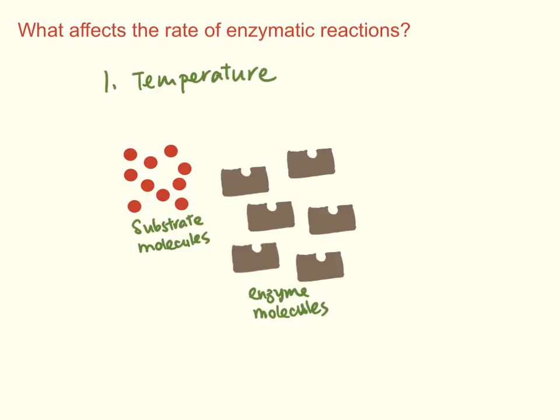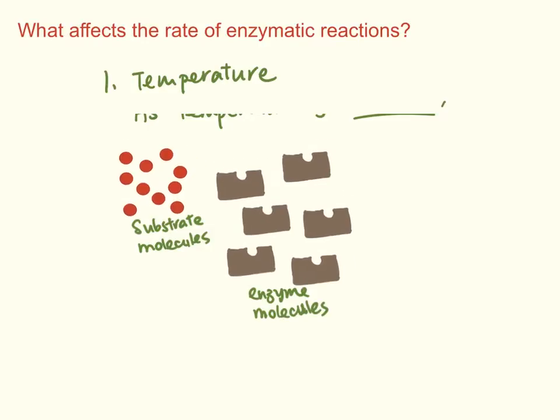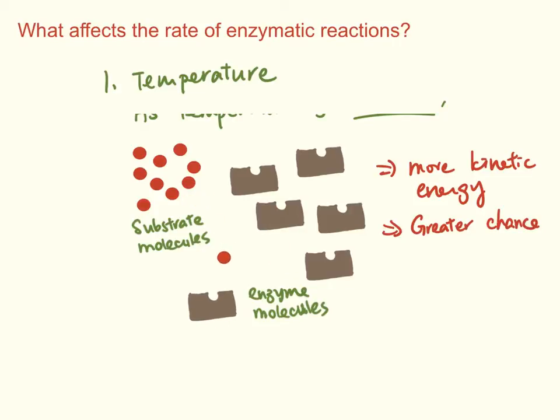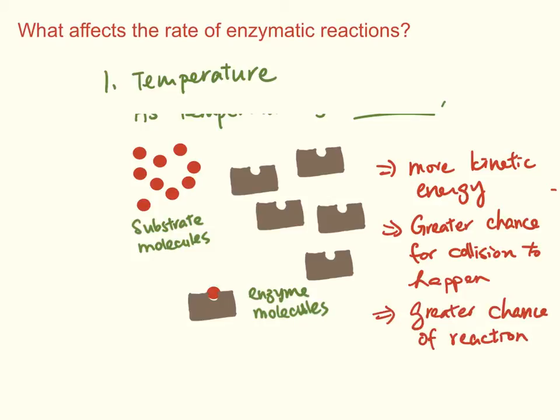On the other hand, if the temperature is relatively higher, then this means that the substrate molecules and the enzyme molecules get more energy. When they move faster with more kinetic energy, then there will be a greater chance for the enzyme and the substrate to bump into each other. When this collision happens, reactions will happen. So by moving faster, you have a greater chance of reaction and a higher reaction rate.